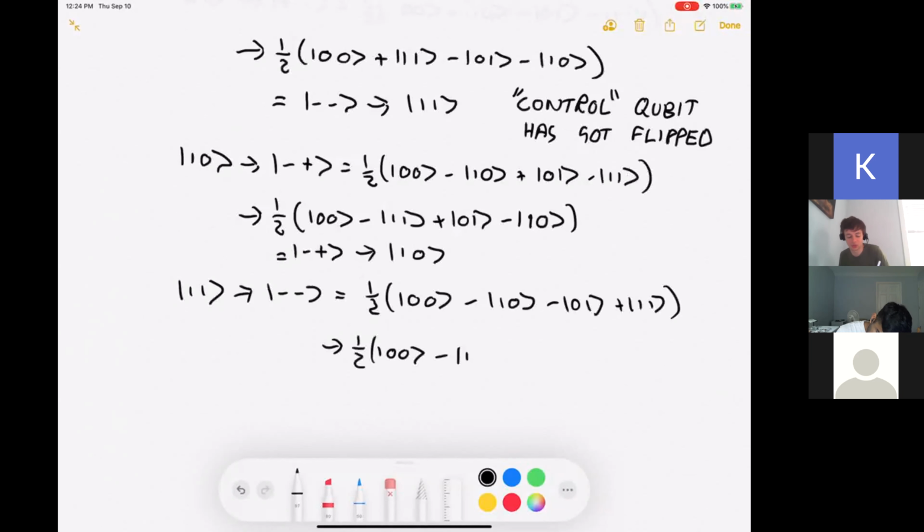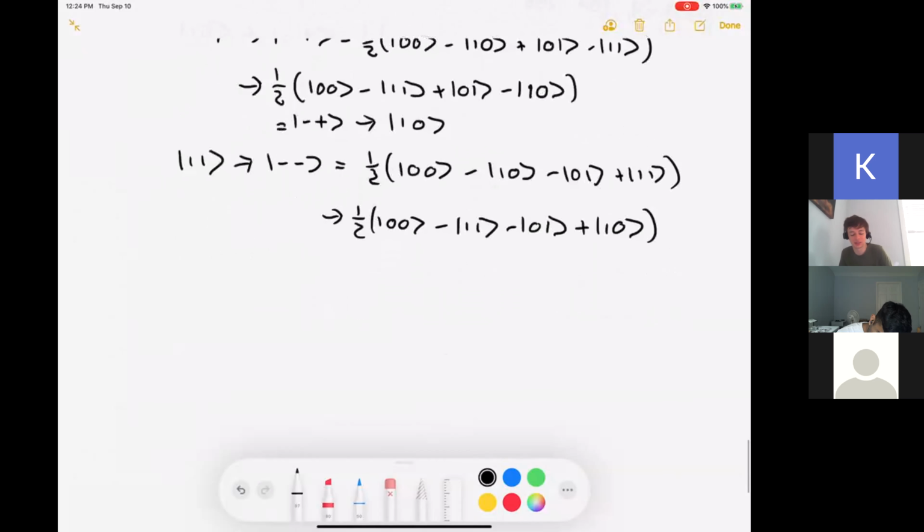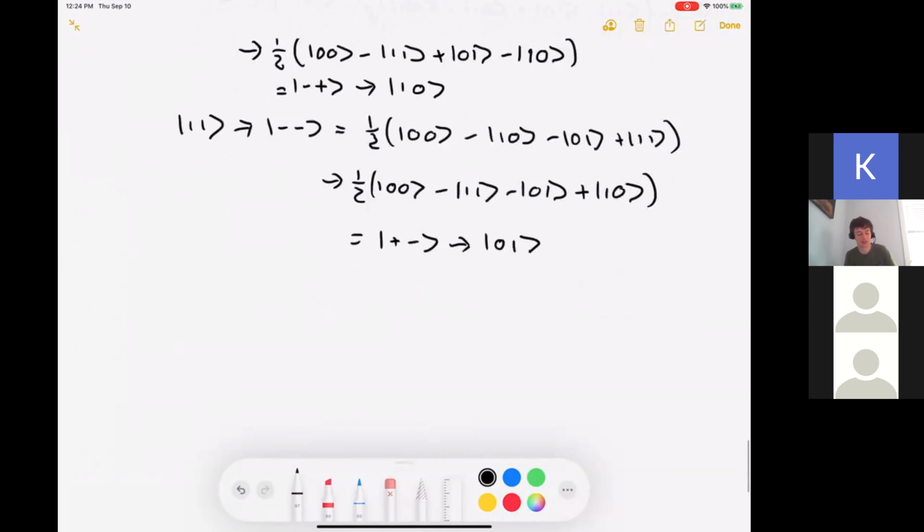0, 0 stays the same. 1, 0 goes to 1, 1. 0, 1 goes to 0, 1. 1, 1 goes to 1, 0. Second qubit gets knotted. So this one is plus minus. Plus minus goes to... come on, guys. 0, 1. 0, 1. Indeed.